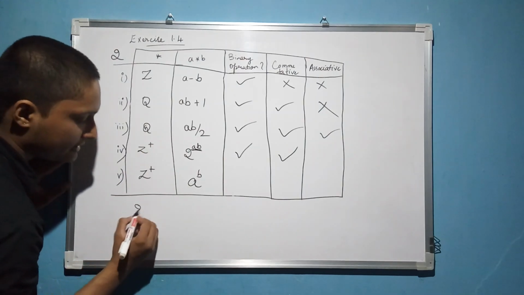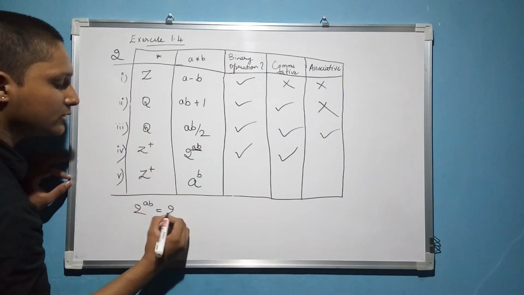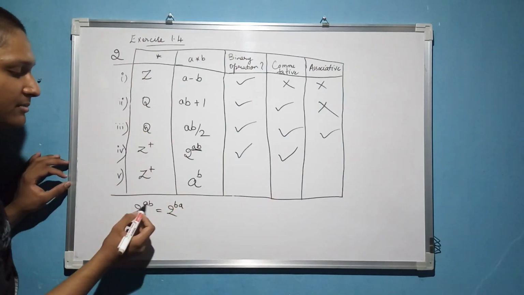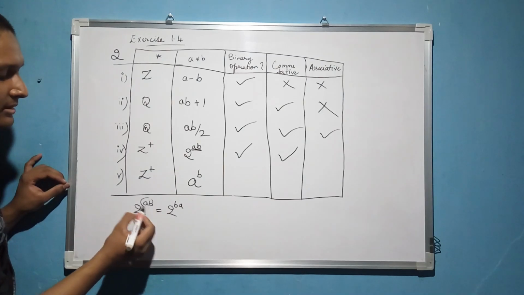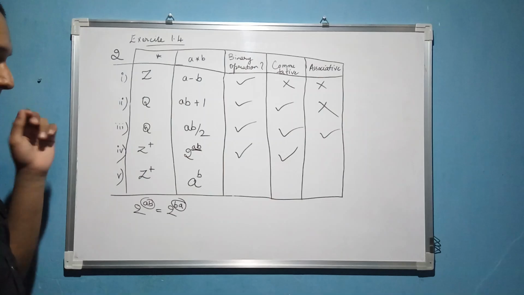So I'll just explain how it is. 2 raised to AB is A star B. What is B star A? 2 raised to BA, right? BA and AB are the same, right? This is just simple multiplication. That's what I'm telling. So now we'll go to the associative property.